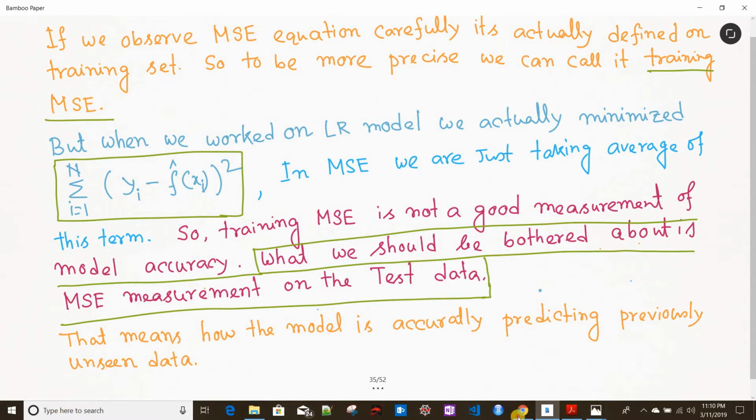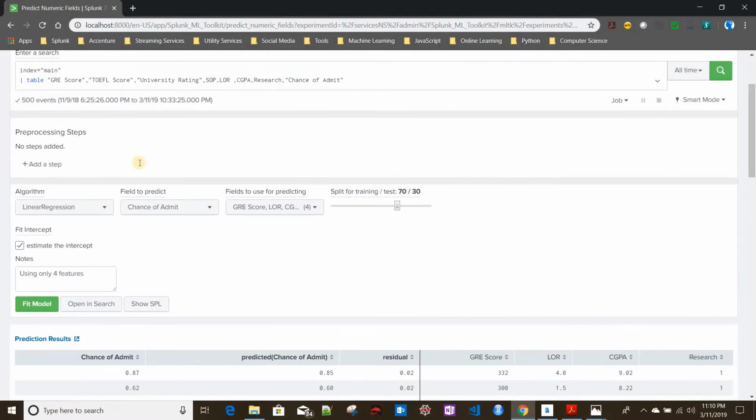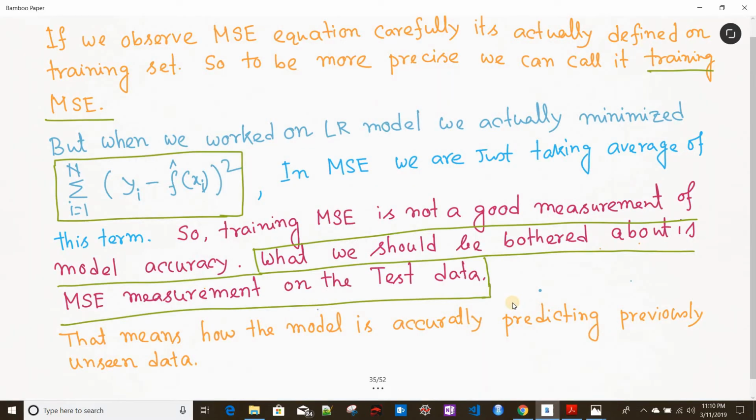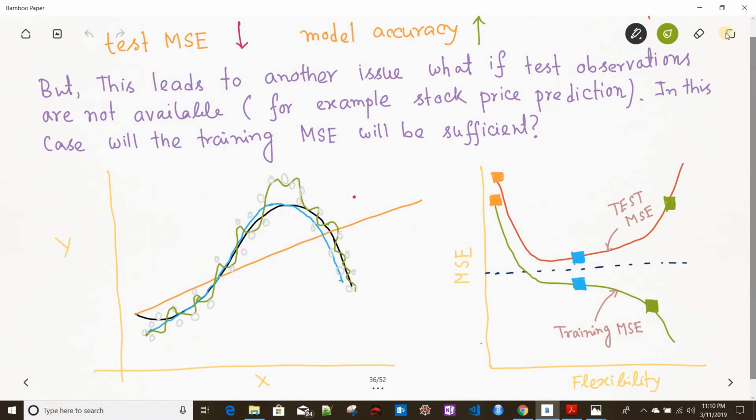If you remember, when we did this particular model fitting, we took 70% of the data as training data and the remaining 30% of the data as test data. If for those 30% of the data the MSE value is low, that means our model is somehow good performing. So that should be our actual measurement. Now this leads to another problem. So let me go back. We established that the lower our test MSE, the better our model accuracy will be.